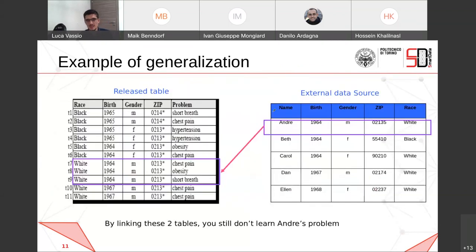And so if we take this table and we add another dataset that we want to link, as in the previous example, well, we can take Andre that has this kind of information, but then at the end, we just know that it's maybe one of these three if he is inside the dataset. So we cannot really infer what is Andre's problem. Well, we can say maybe it's chest pain, maybe it's obesity, maybe it's shortness of breath. Still, it's helping the privacy.